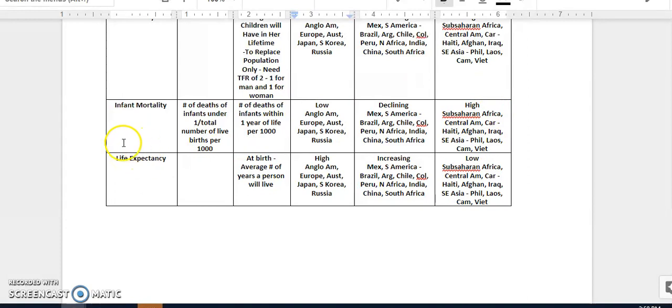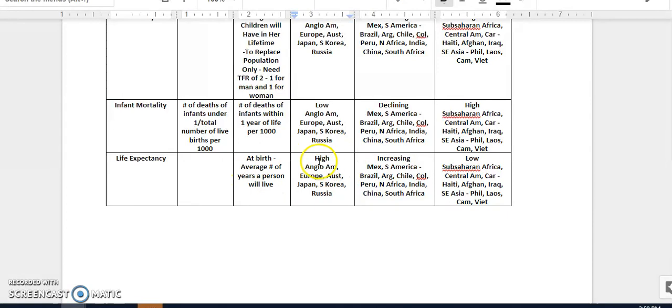Next is life expectancy. This is the average number of years a person will live since birth. Remember, on average, women live longer than men in nearly every country in the world. However, there isn't a large number of women in the population compared to men throughout the world, because there are actually more male babies born per year than female babies.